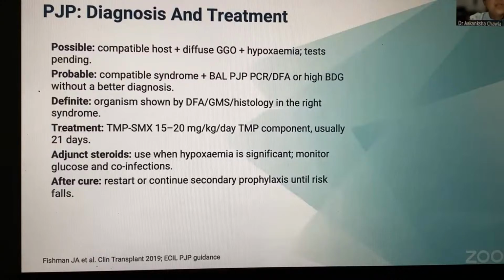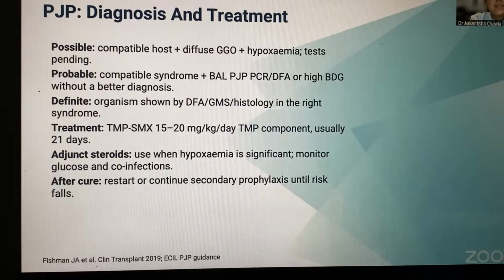So, how do you diagnose and then treat these patients? A possible PJP infection is when you have a compatible host, you have diffuse ground glassing on your CT, the patient is hypoxemic, and the tests are pending. Probable is a patient with a compatible syndrome, your BAL PCR, or the DFA, or a high beta-D-glucan without any other alternative diagnosis. And definitive is when the organism is shown by the direct fluorescence or the GMS staining or histology. So then you correlate it with the syndrome correctly.